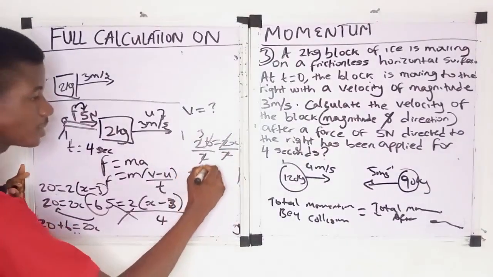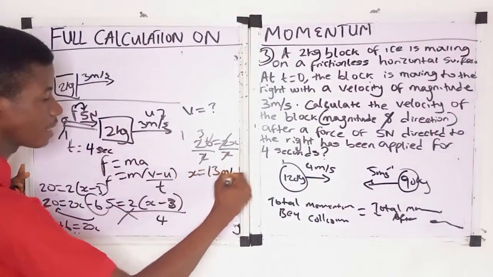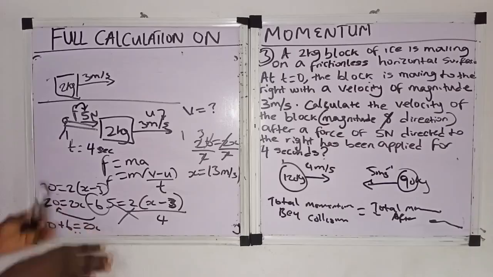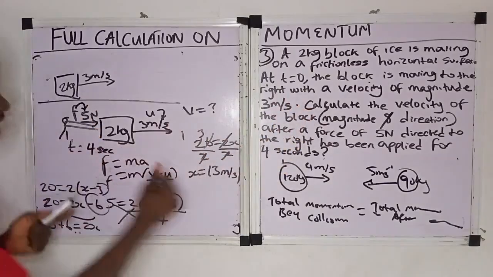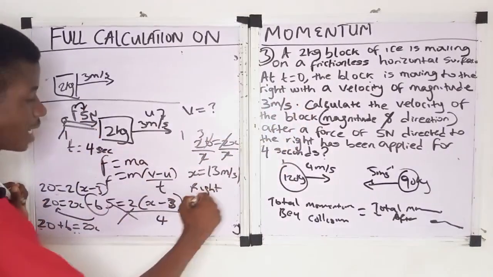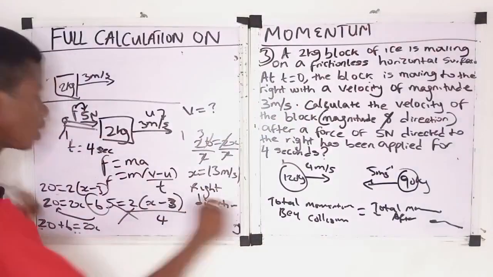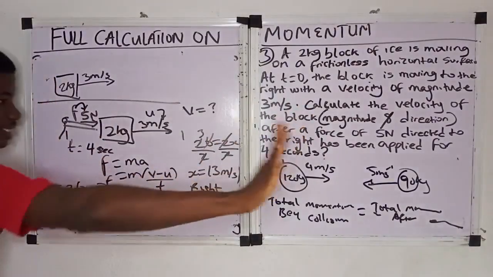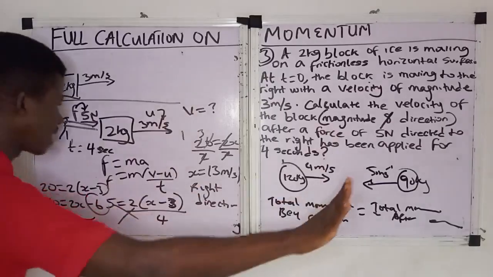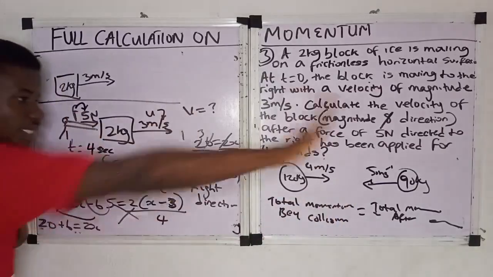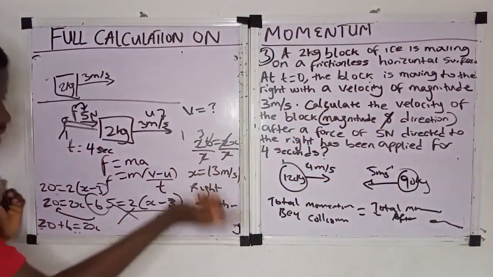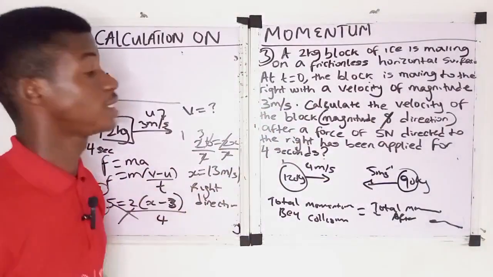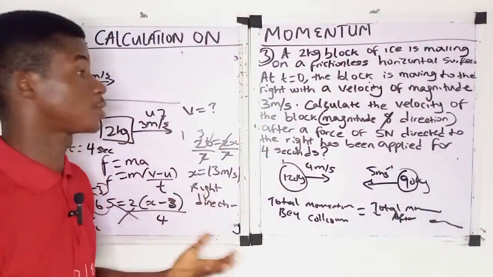So the final velocity is 13 meters per second, and the final velocity is still in the right direction. Remember, the force is applied towards this side, and initially the block is still moving towards this side. So the velocity is still in this direction, 13 meters per second. Now let's move to the next question.